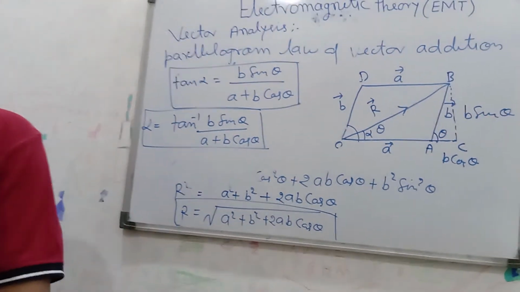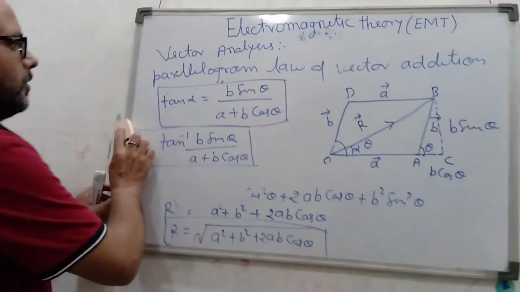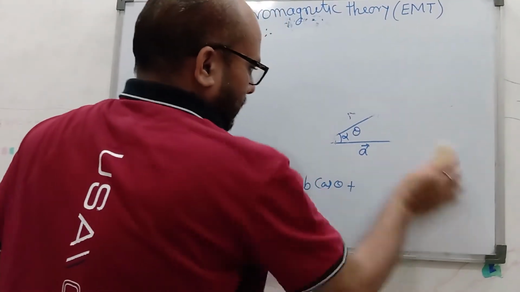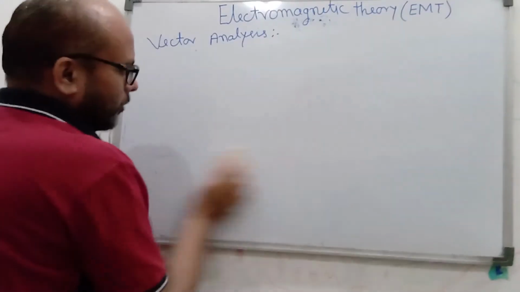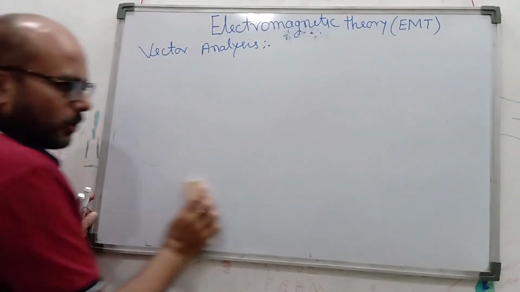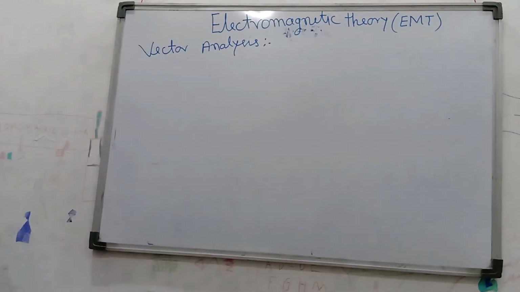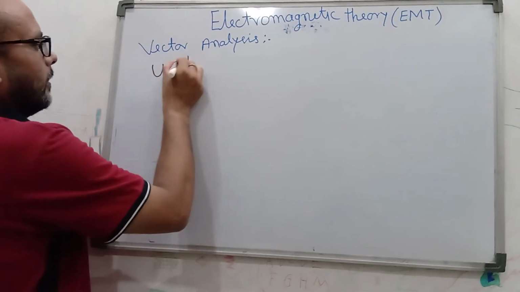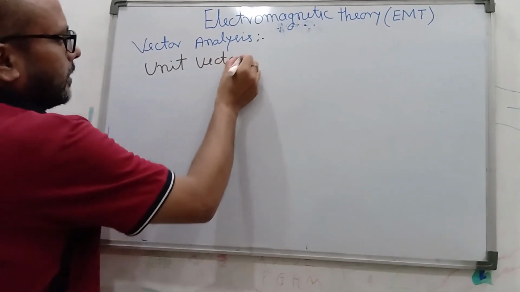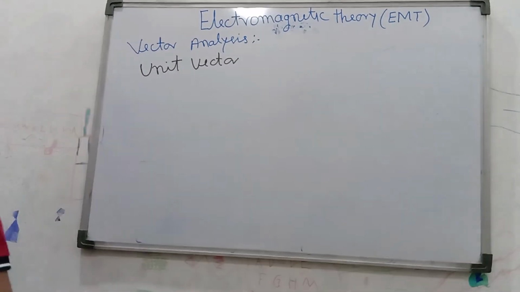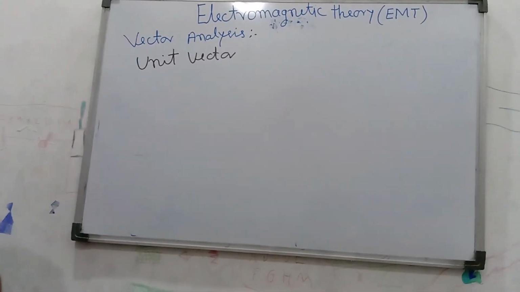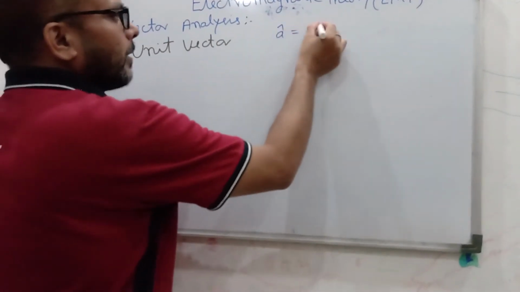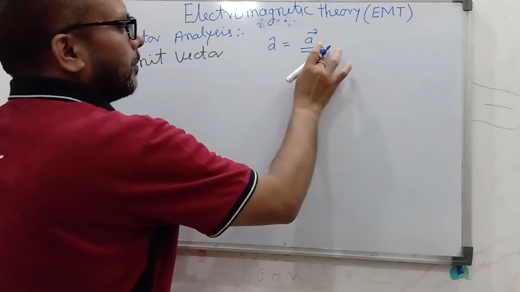One thing is very important, that is the unit vector. We have already defined that the unit vector has magnitude 1 and represents only direction. Whether in 3 dimension, 2 dimension, or 1 dimension, a unit vector is represented by A cap, so A cap equal to vector A upon mod A.